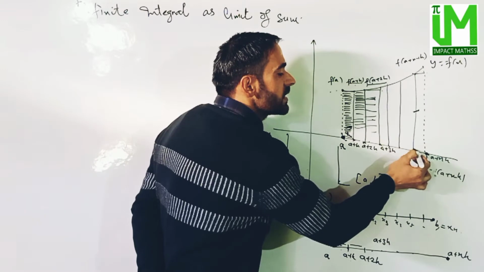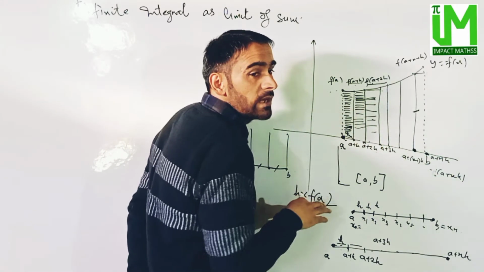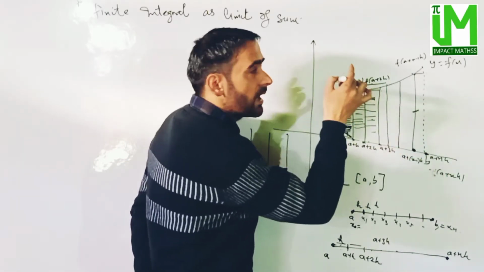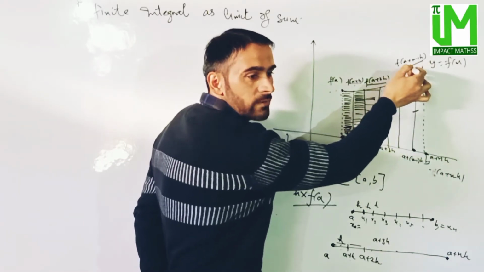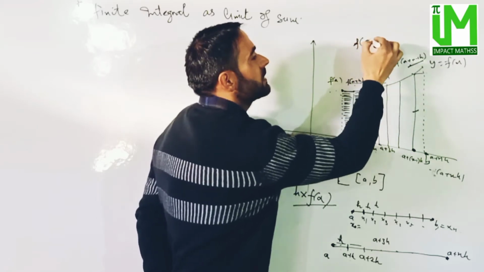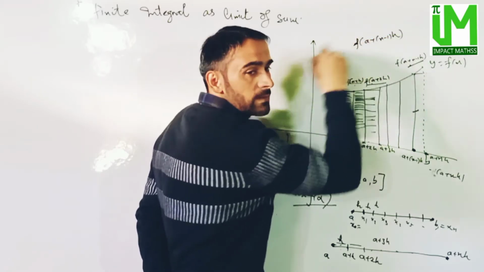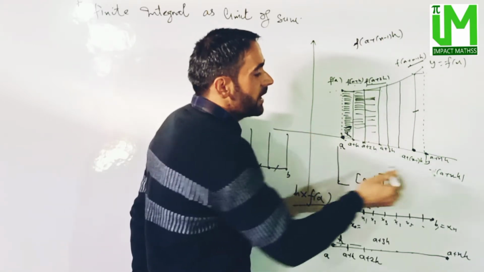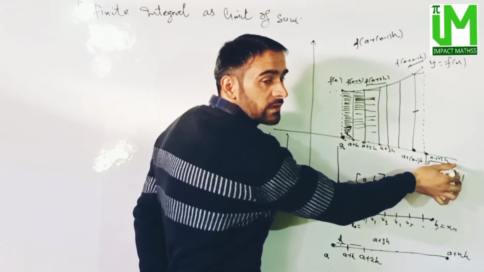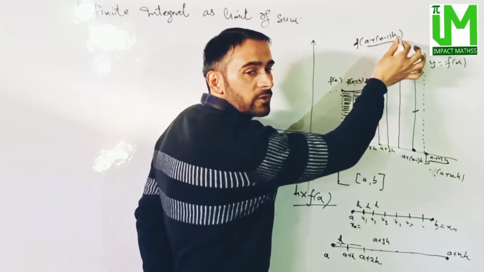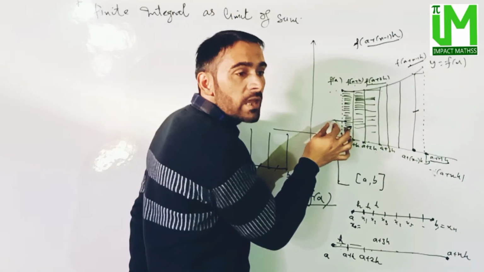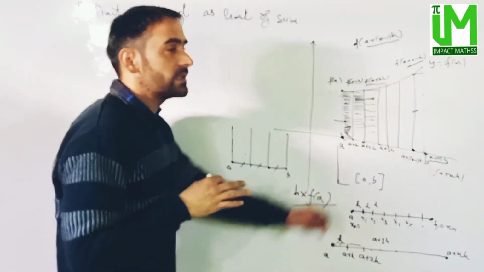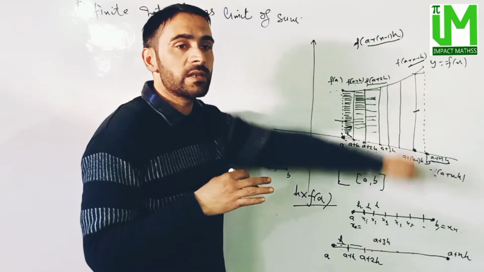For the last rectangle, can you say what will be its height? It is not f of a plus nh, but f of a plus n minus 1 into h. The first rectangle starts from f of a. So the length of the last rectangle will happen to be f of a plus n minus 1 into h.